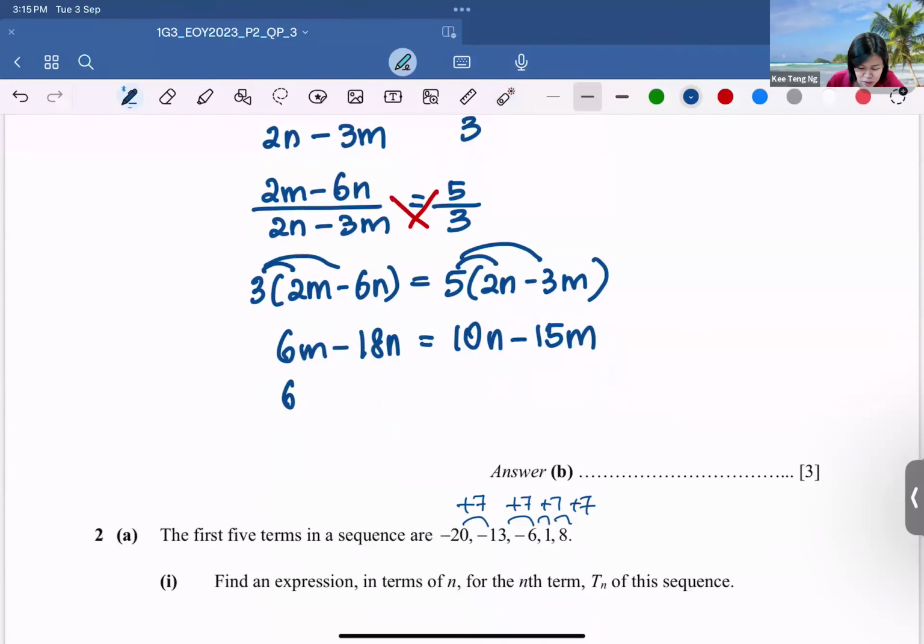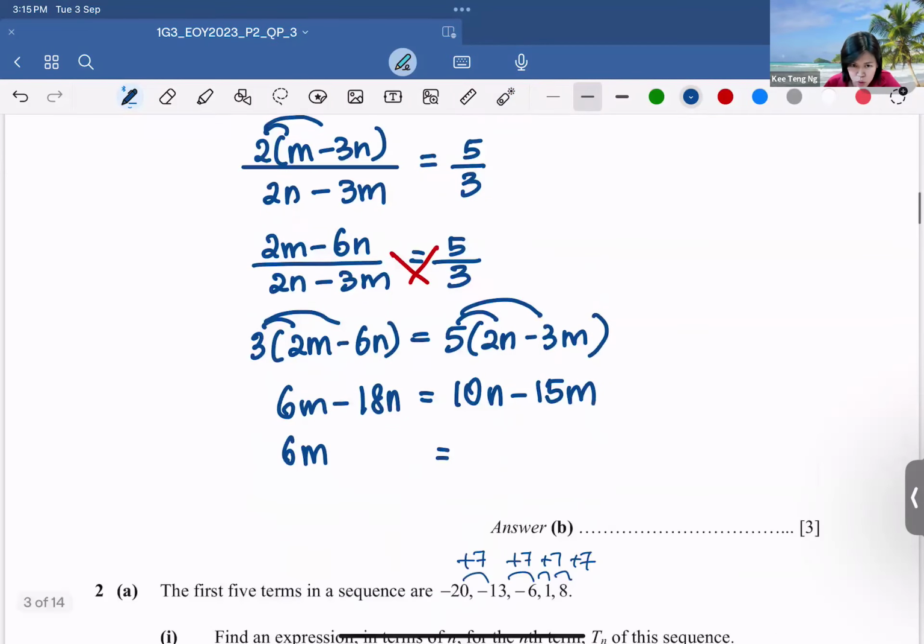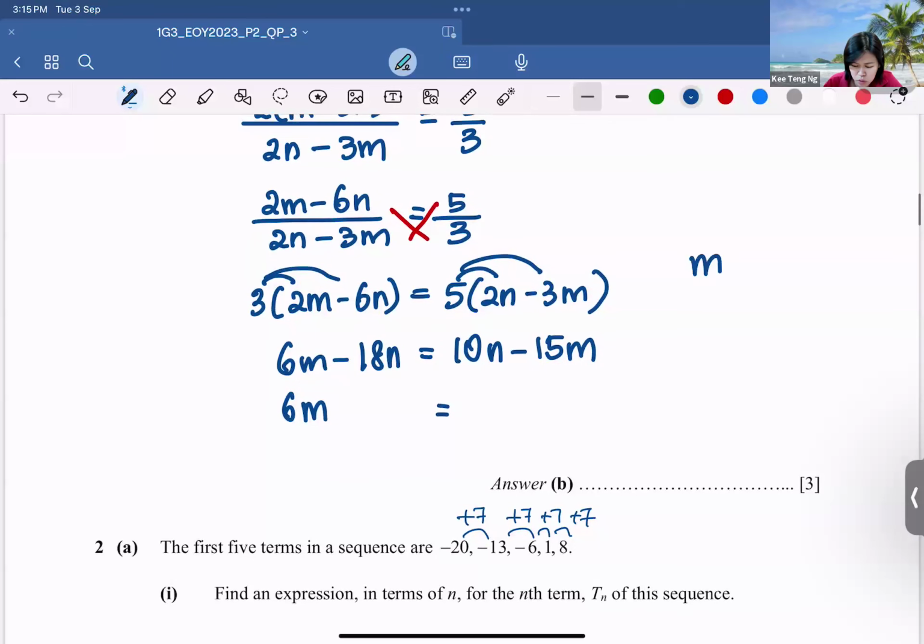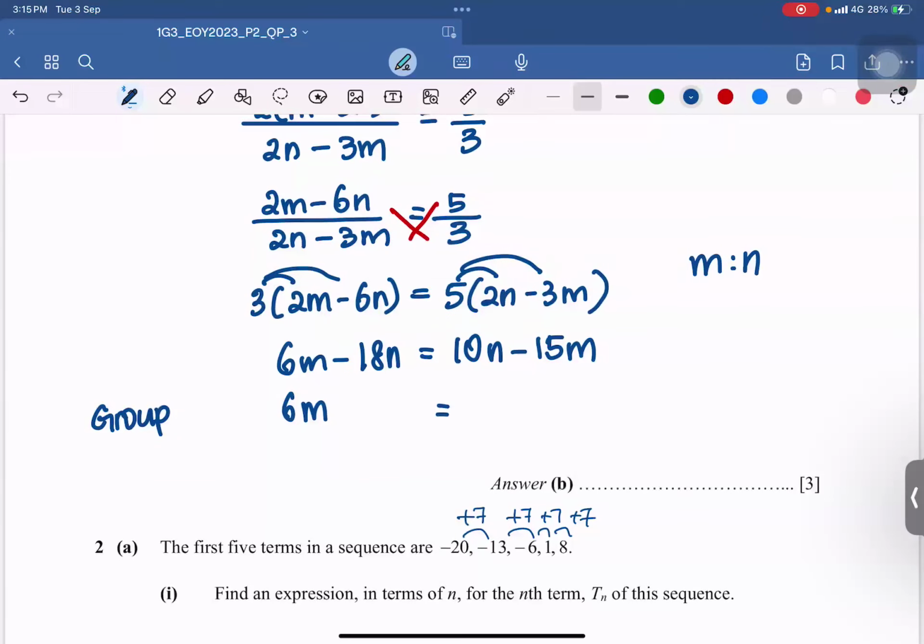Okay, JC, you were saying something just now. You can continue. Can you help me group all the m and n? They want m is to n, right? Yes, correct. So I group all the m: 6m plus 15m equals 10n plus 18n.